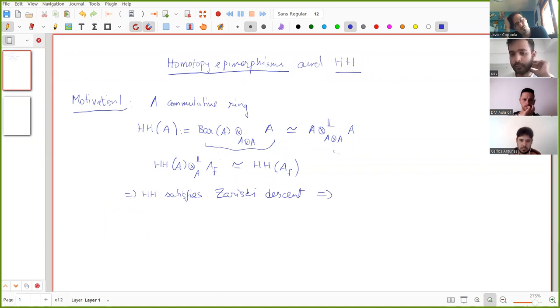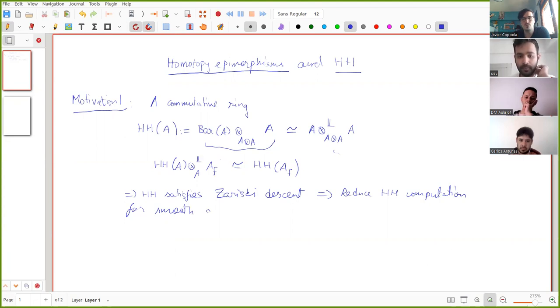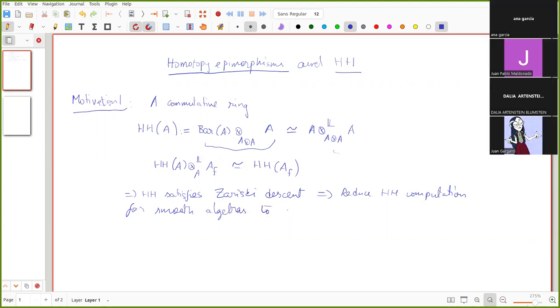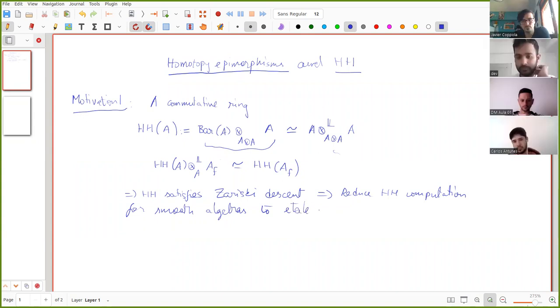And this is used to reduce the computation for, say, smooth algebras to either étale algebras or even polynomial algebras.